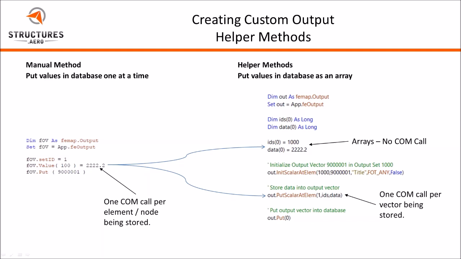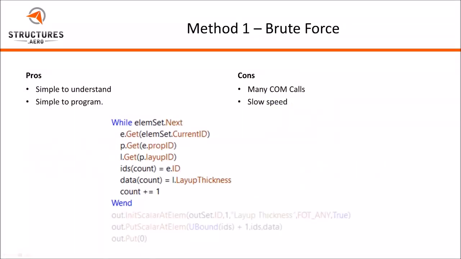So if we look back at our initial problem, we need to pull the property thickness for every element and create those arrays for us to store into the model. In doing that, our first step is going to be to loop through every element. And this is definitely the brute force method.